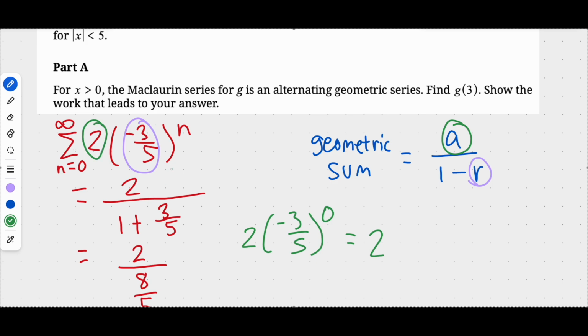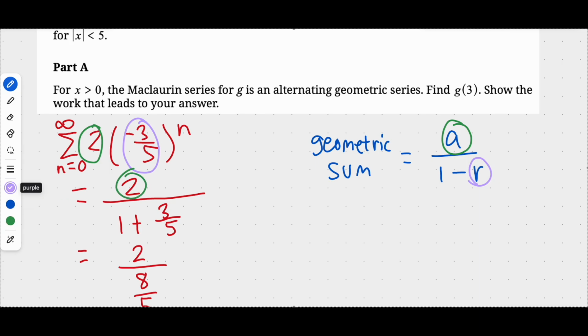If you notice, there was already a hint that it was going to be 2 right there. So this is something you can put to memory: if you have a geometric series and it starts at n equals 0, then the first term, or 0th term, of the series is literally just the coefficient of the geometric series. Cool. Now you put that a value there, because it's a over 1 minus r. The r value goes there.